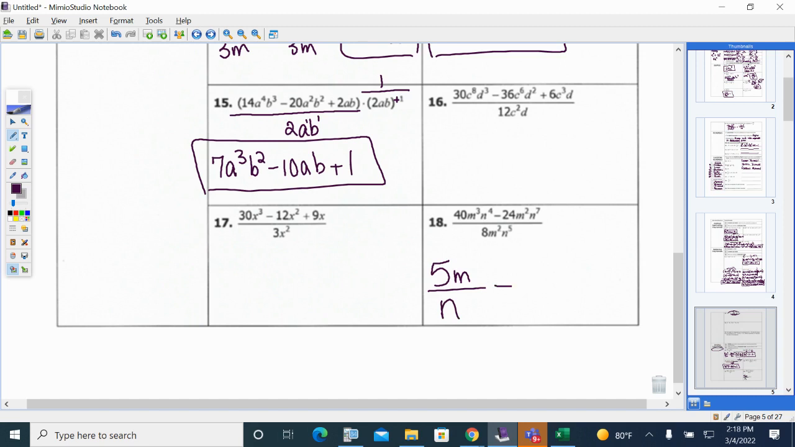Minus 24 divided by 8 is 3. M squares are going to cancel. For my n's, I have 7 in the top and 5 in the bottom. So the n is in the top. 7 minus 5 is 2. So there is no denominator on that. And there's your answer on number 18.